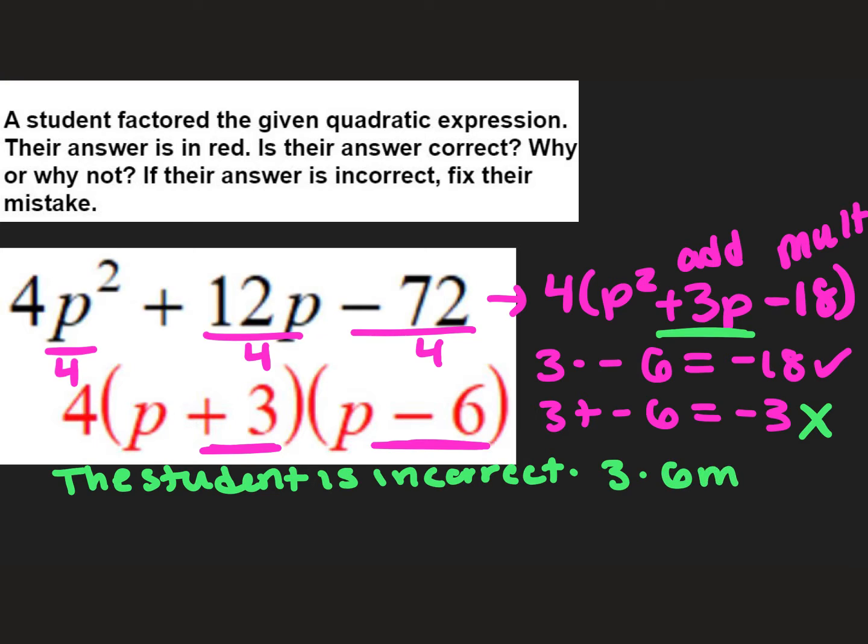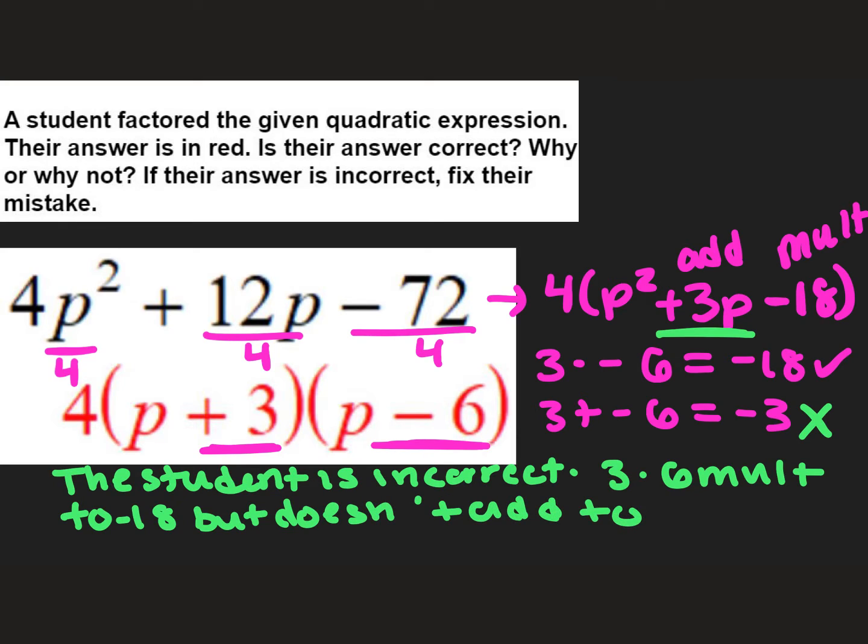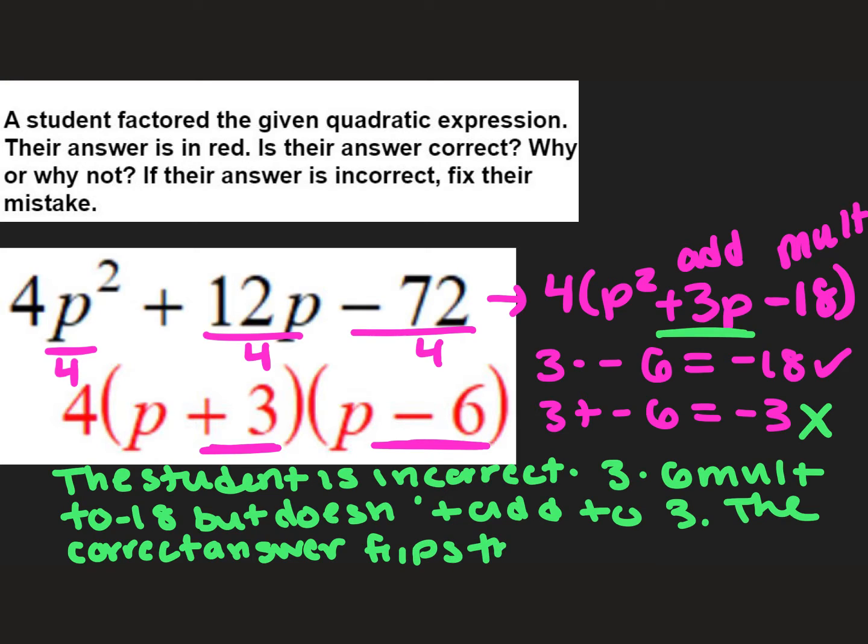3 times 6 multiplies to negative 18, but doesn't add to 3. The correct answer flips the signs to 4 times p minus 3, p plus 6.